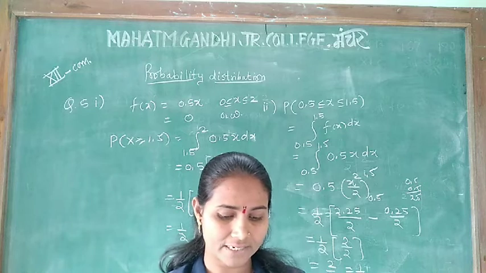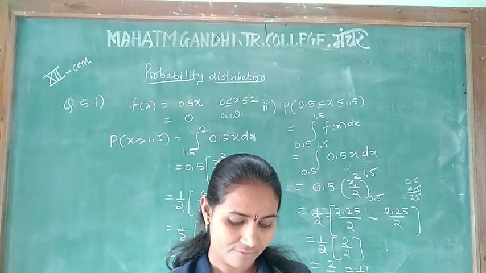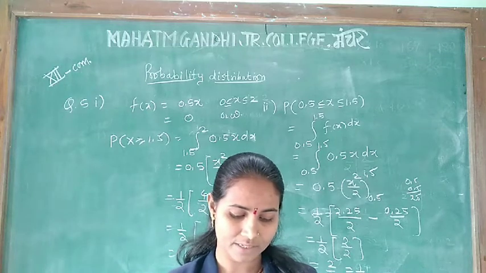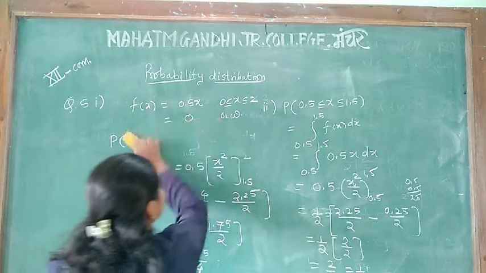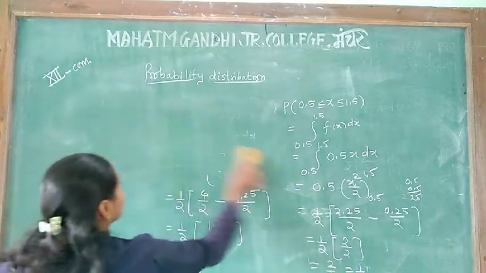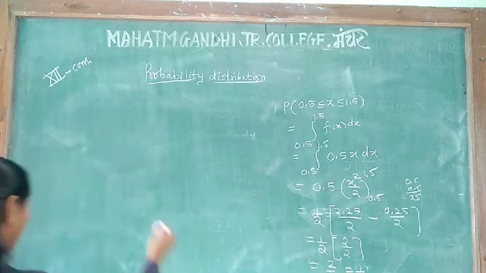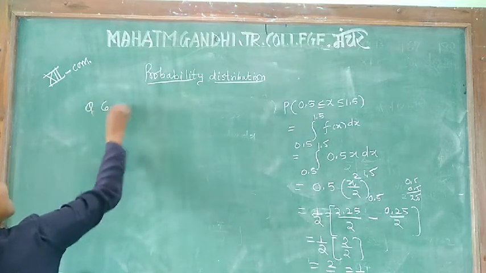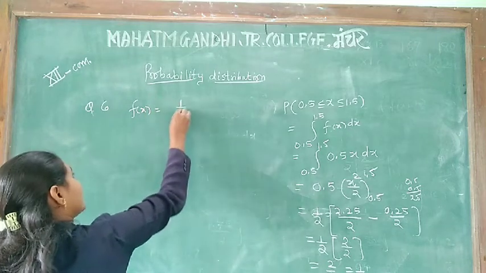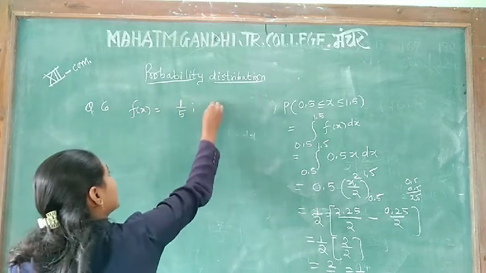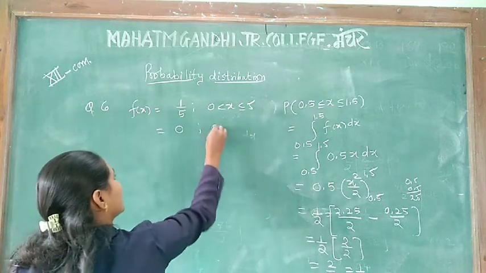Suppose x is the waiting time in minutes for a bus and it has a PDF given by. Find the probability that a waiting time is between 1 and 3 minutes. Question 6. What is the function here? 1 by 5 for 0 less than x less than 5 and is equal to 0 otherwise.